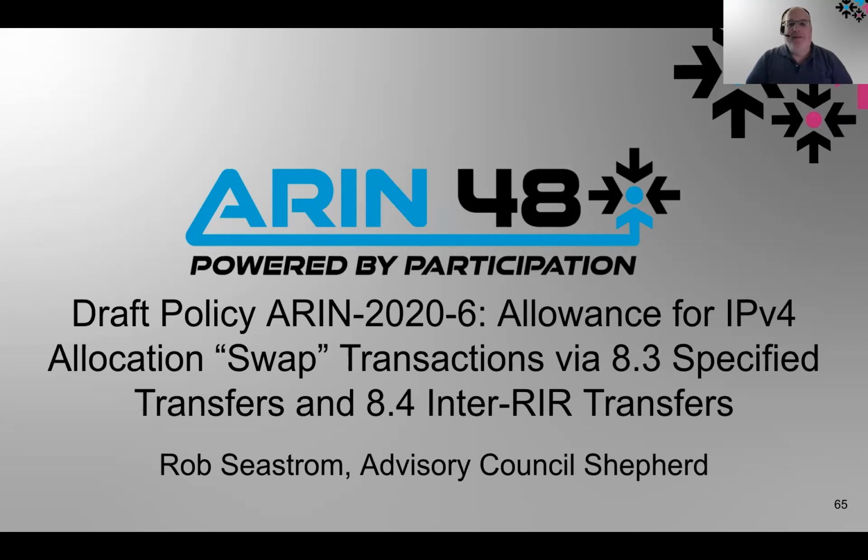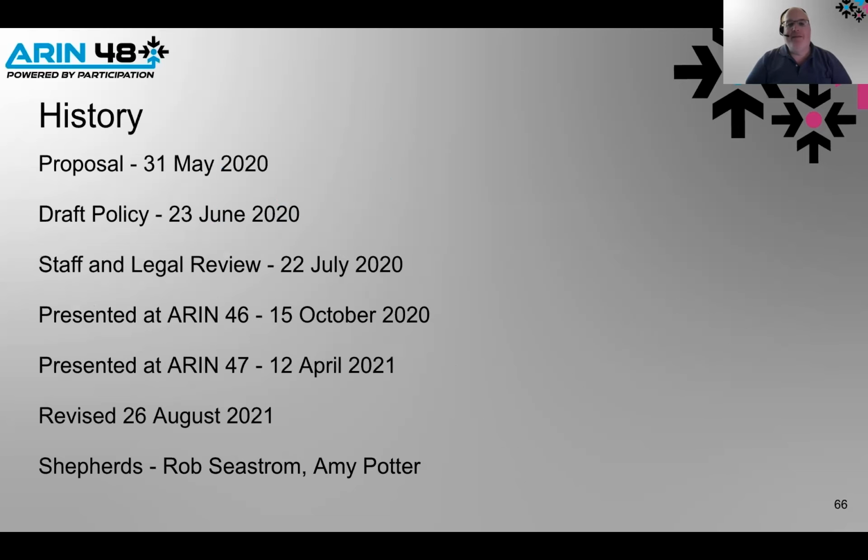Thank you, Paul. This is draft policy ARIN 2020-6, allowance for IPv4 allocation swap transactions via 8.3 specified transfers and 8.4 inter-RIR transfers. My co-shepherd on this is Amy Potter. Next slide, please. So how did we get here? The proposal came in at the end of May 2020. It has been accepted as a draft policy, gotten staff and legal review, and it has been presented at two conferences, two public policy meetings. It was last revised on August 26th, 2021.